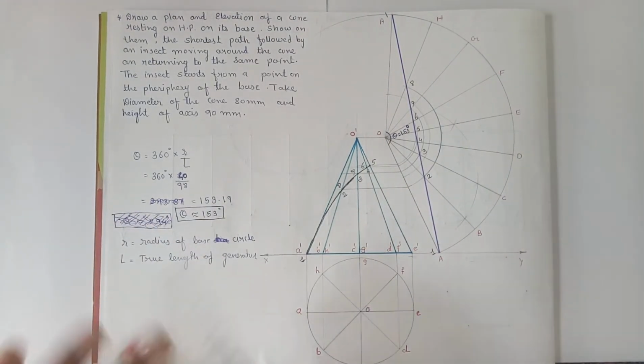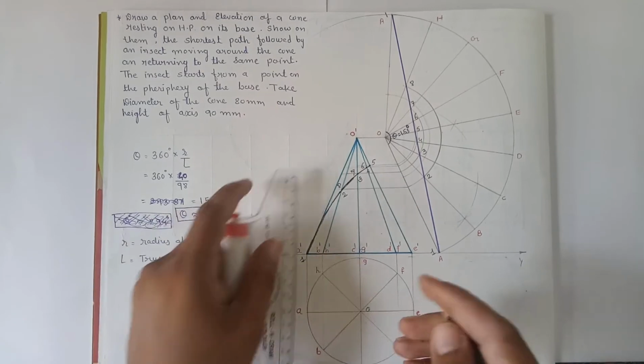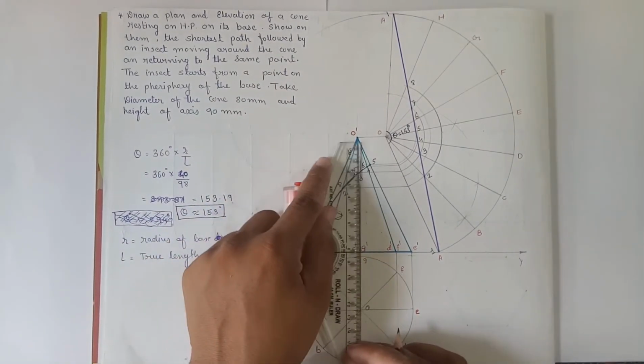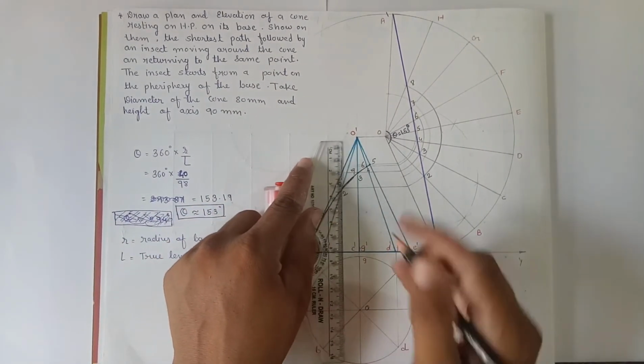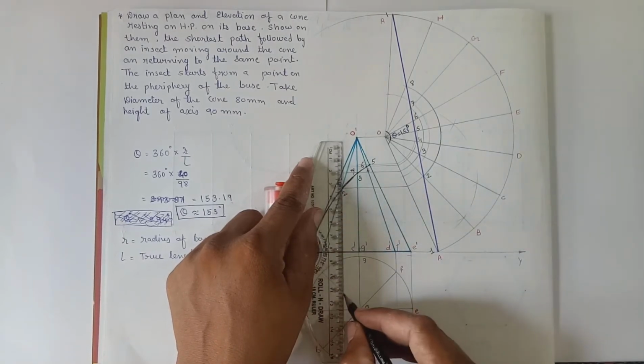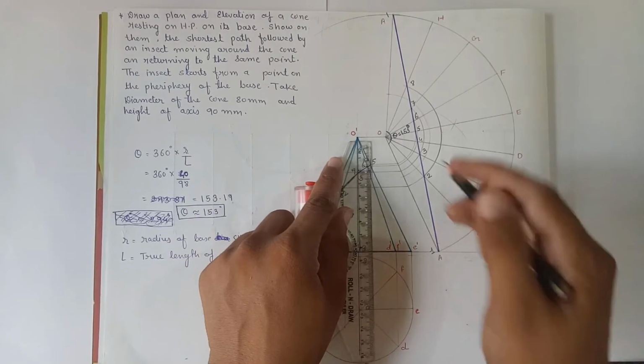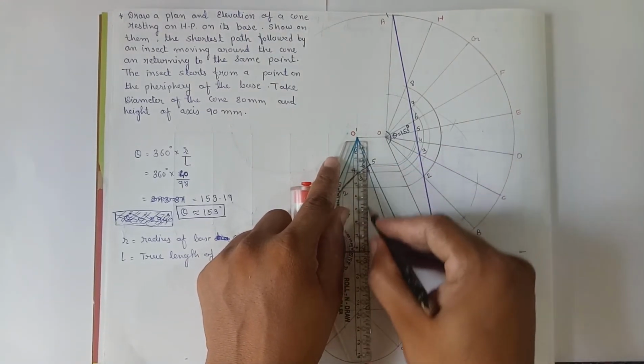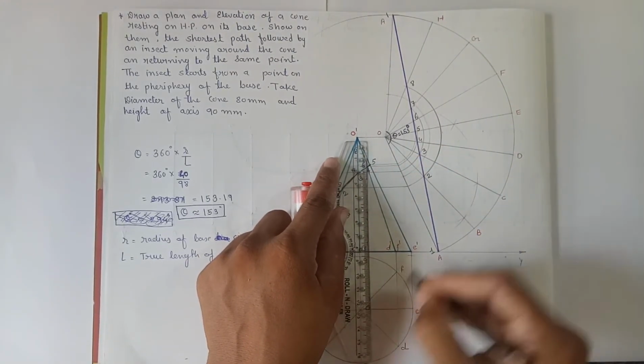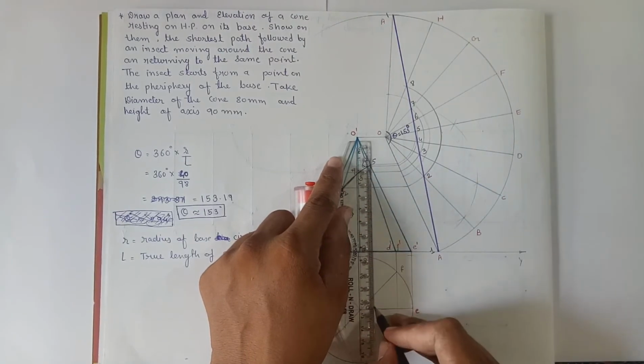So let us project these points. So 1 will be over here, then 2 and 8, ignore these points, center points, 4, 6 and 5 over here.